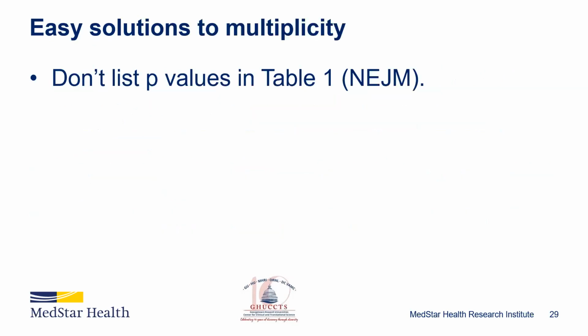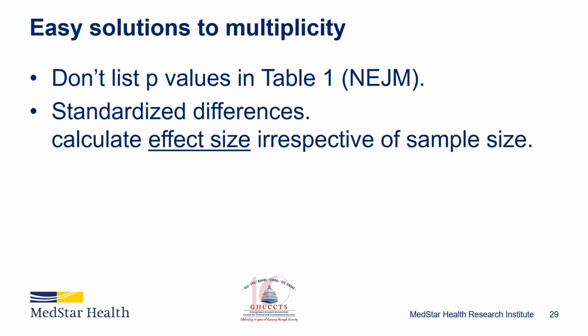So one way to get around this solution to multiplicity is don't list the p-values in table 1, and that's actually the position that the New England Journal of Medicine takes now, that in table 1 you're not supposed to list p-values. Another thing you can do is calculate standardized differences, which is essentially an effect size, which doesn't depend on sample size, and so you're not really doing hypothesis testing.